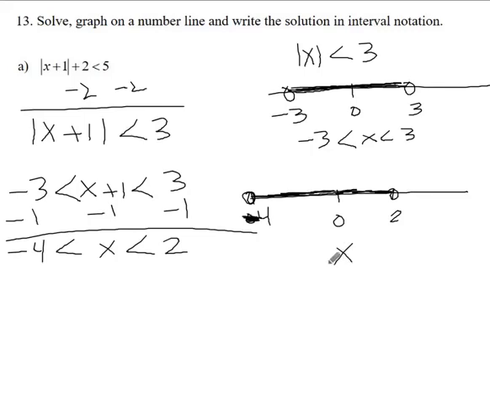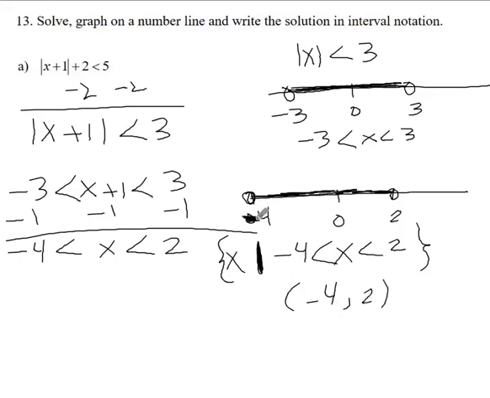So we can write it as set builder notation like that. You can say x such that, this line means such that, all the numbers between minus 4 and 2. We can write it as an interval notation: minus 4 comma 2. We're using parentheses because the endpoints are not included.